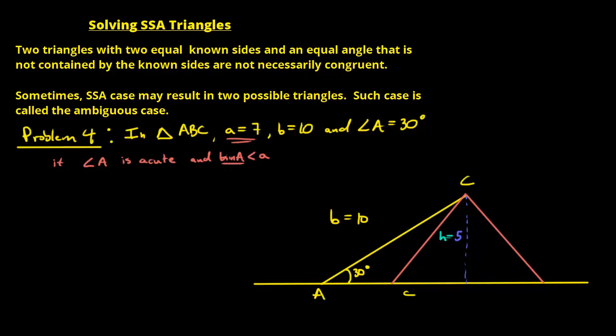Oh, whoops, I didn't mean to do division there. I just kind of meant to write one of these. So this is the height. So if a is greater than the height, but a is less than side b, then this is the ambiguous case. Then two triangles are possible. So let's write then two triangles are possible.